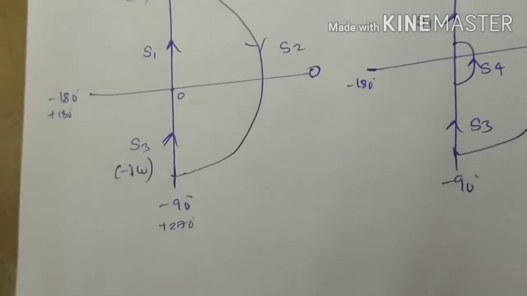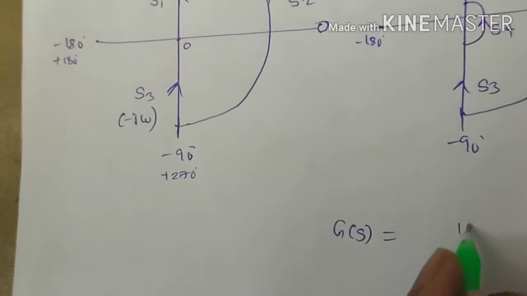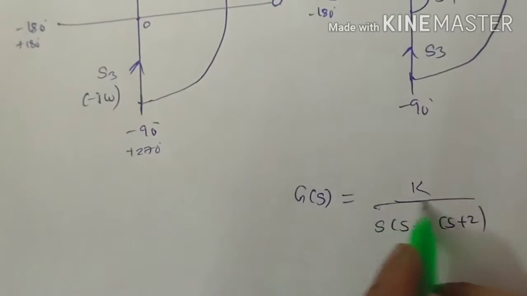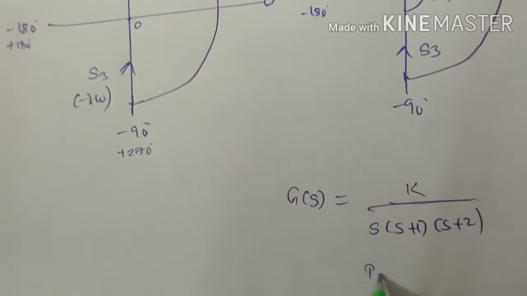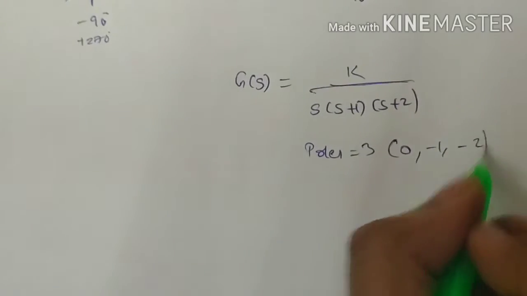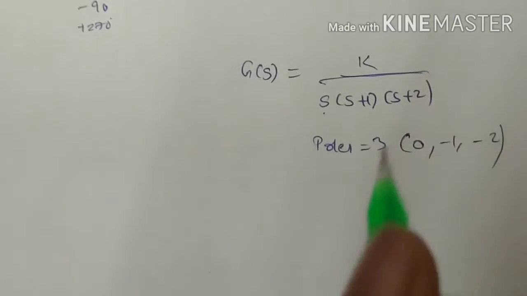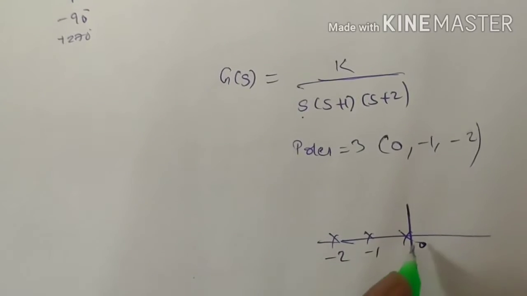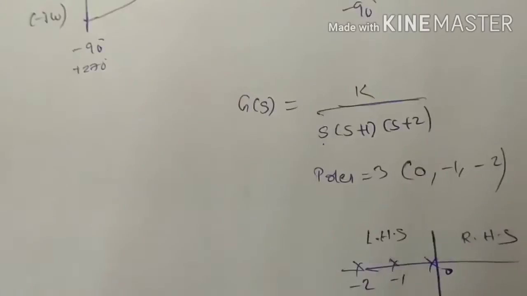Suppose you take any transfer function, for example K by s into s plus 1 into s plus 2. If you look here, we have only poles. The number of poles is 3. What are the poles? 0, minus 1, minus 2. Are all poles lying on the right hand side or left hand side? Left hand side. So one is 0, one is minus 1, and one is minus 2. So all poles are lying on the left hand side of the S plane. No pole is lying on the right hand side of the S plane.